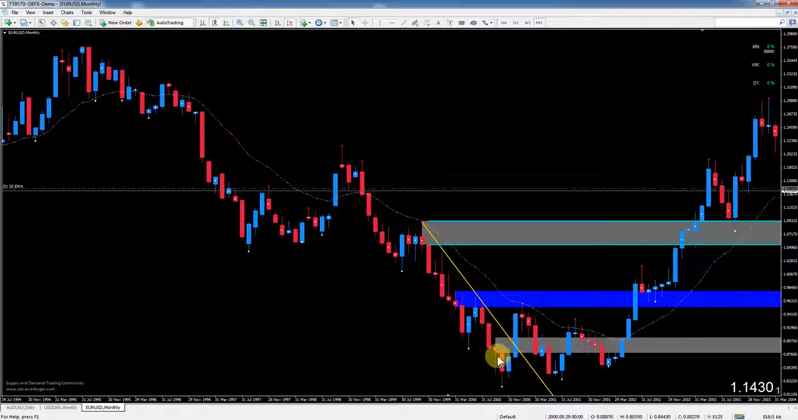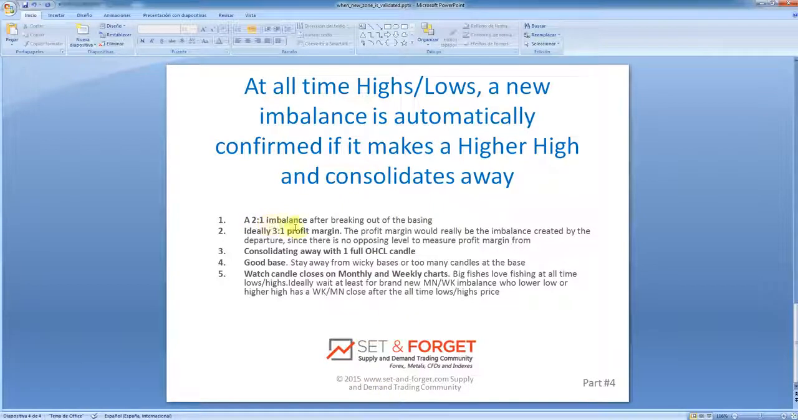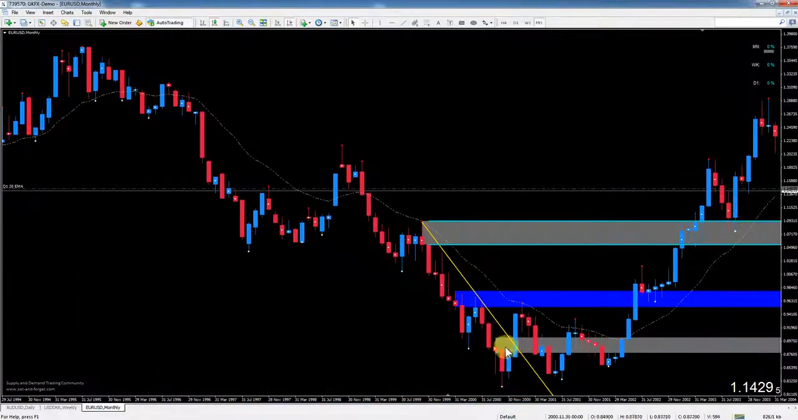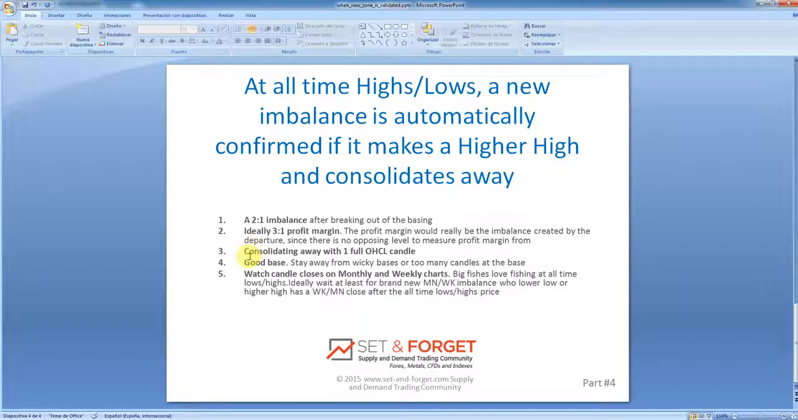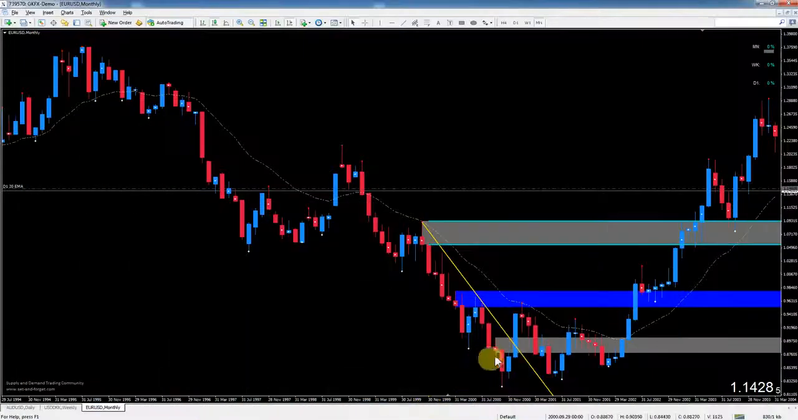Okay, as you can see, this level did not drop, and it broke the 2 to 1 and the profit margin rule, and no consolidation away. So that level is not good. Also, the base rule is broken. We also have to look at that. As you can see, very long tail there.